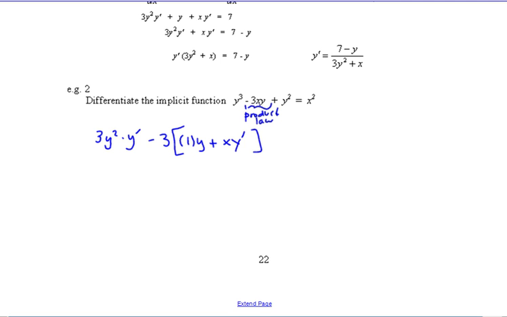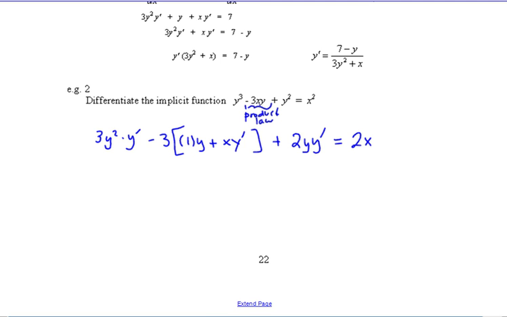Plus, what's the derivative of y squared? 2y times y prime equals the derivative of x squared, 2x. Now, what we want to do is get all the y primes on one side, and everything without a y prime on the other.